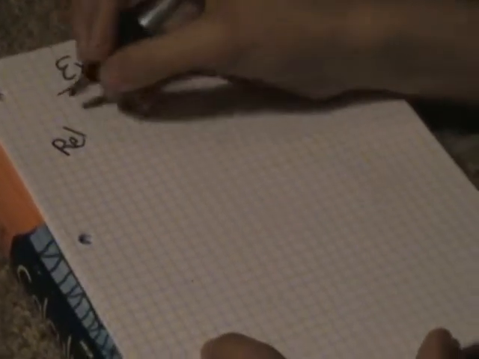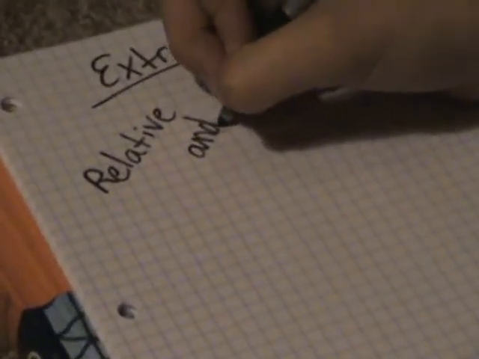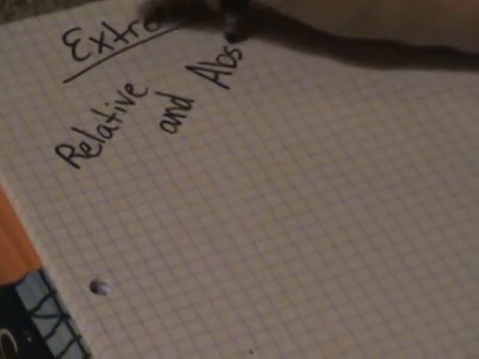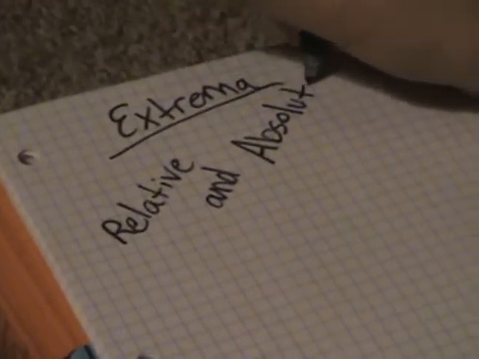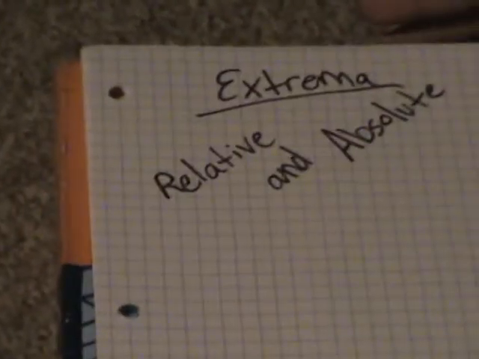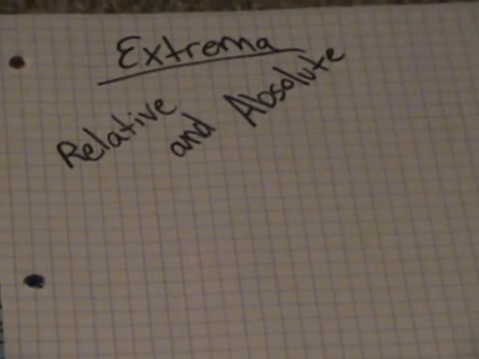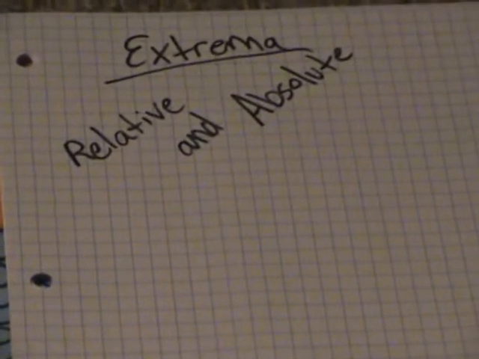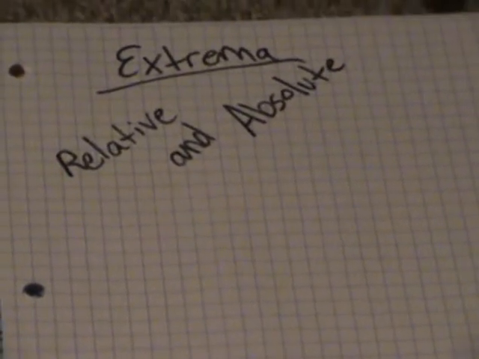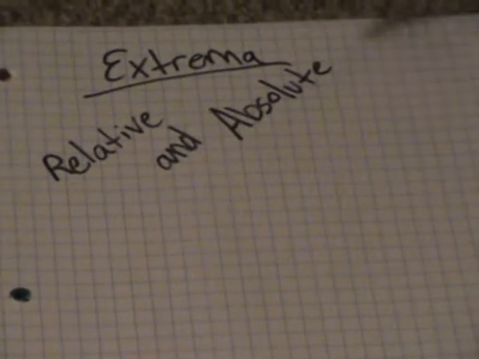Extrema. Basically extremes of minimums and maximums. There's two types, which is relative and absolute. Now, depending on the equation and if it's a closed or open interval, you can determine if it's relative or absolute. Relative just means in this area what is a relative extrema, while absolute is the absolute extrema.